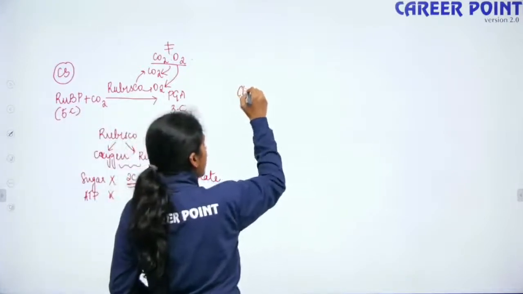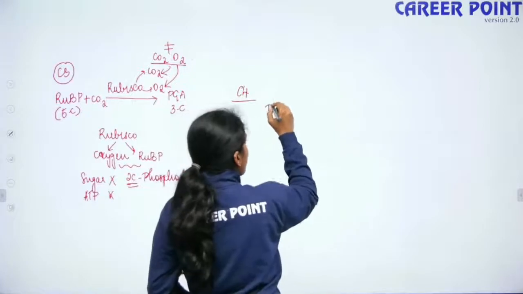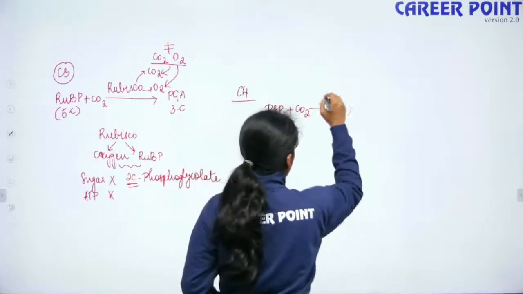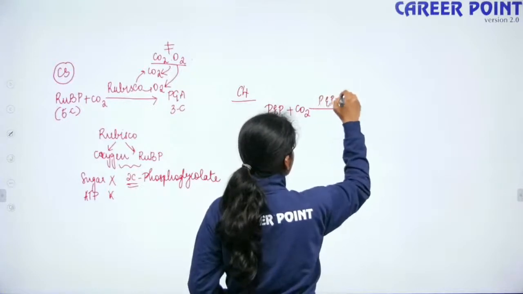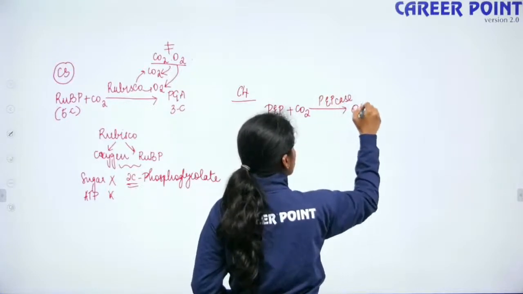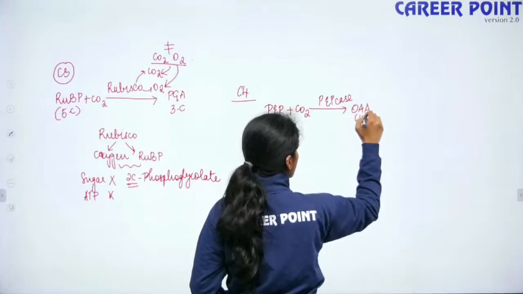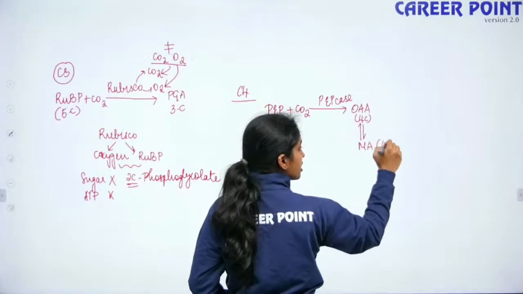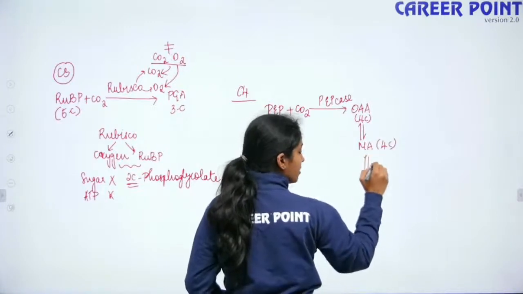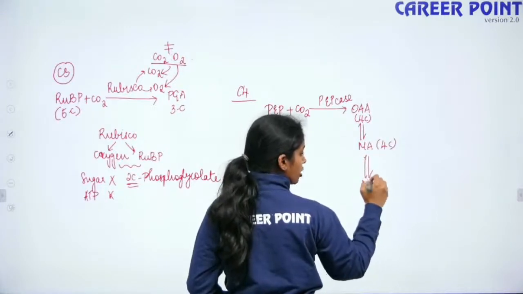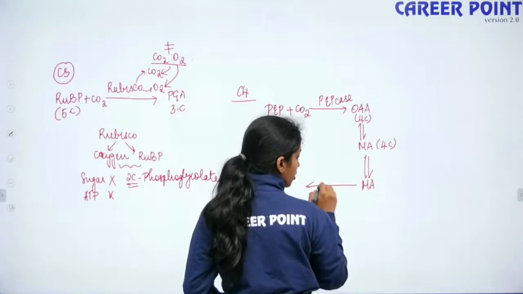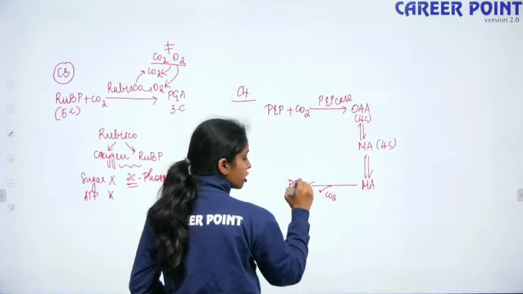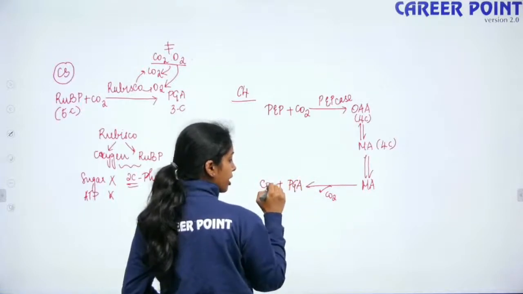In C4 plants, if you remember, the primary acceptor is PEP. So here I have PEP carboxylase and the compound formed is oxaloacetic acid, which is a 4-carbon compound, which is irreversibly converted into malic acid, which is again a 4C compound. This enters inside your bundle sheath cells and then it undergoes decarboxylation where it produces phosphoglyceraldehyde plus carbon dioxide.